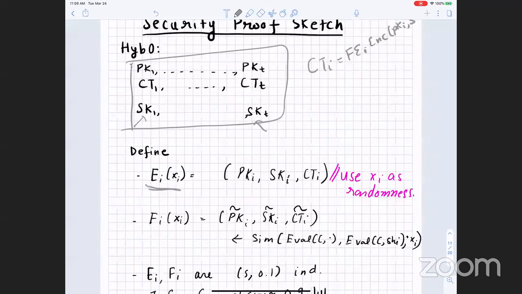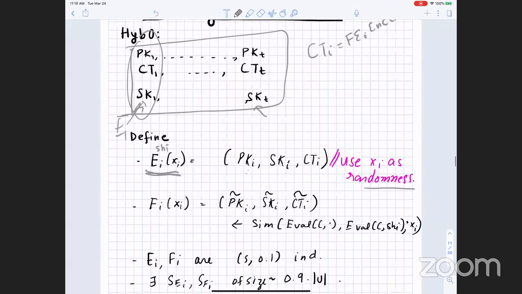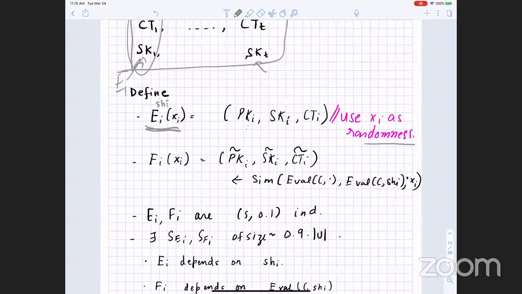So Ei is the function which takes Xi as the input, as the randomness, and computes the distribution for that index. So E1 will produce this. Ei is going to produce PKi, SKi, and CTi using Xi as randomness. Note that in order to do so, the share SHi is hardwired in Ei. This is a slight detail. And then I'm going to define Fi.